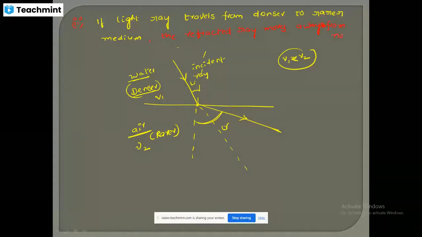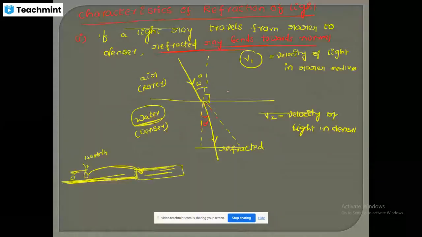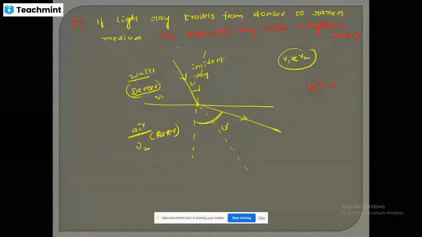So these two points are very important to remember. Okay, in that case, the angle of incidence is less than the angle of refraction r. In the previous case, the angle of incidence i was greater than the angle of refraction r. These two points are very important for the next coming classes.